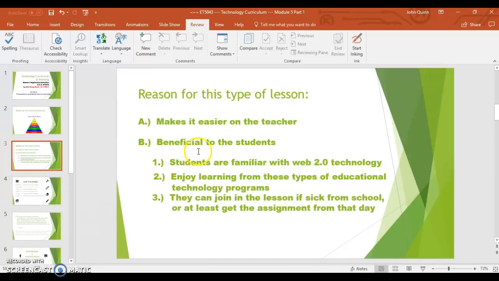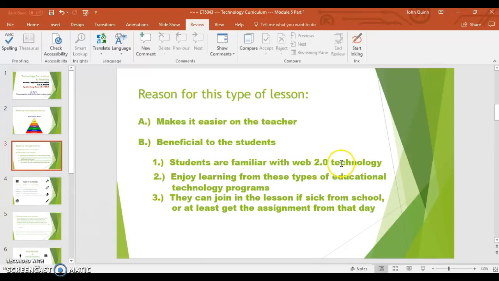The second thing is it's beneficial to the students, and I listed 3 reasons why. One, the students are familiar with Web 2.0 technology. Being digital natives, they actually like constructivist learning, learning by doing, using Web 2.0 technology. It's just like basic inheritance for them. That's what they like to do. They also enjoy learning from these types of educational technology programs.